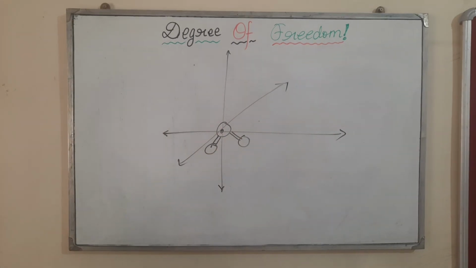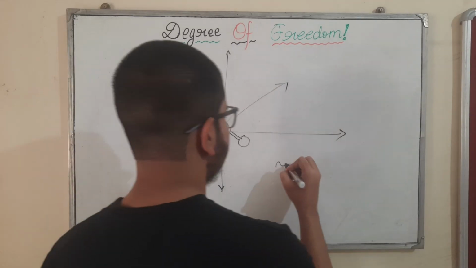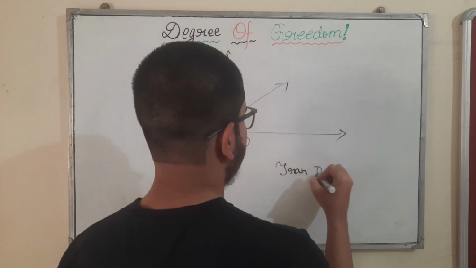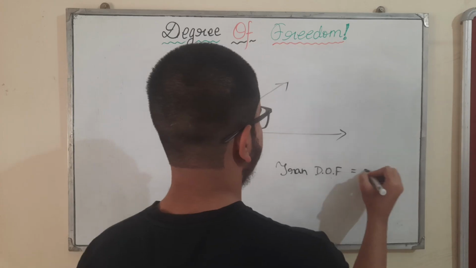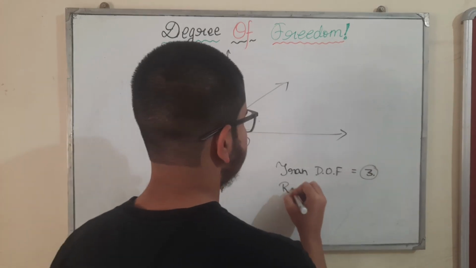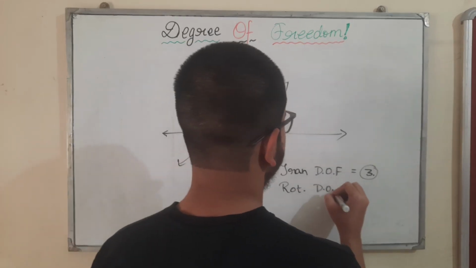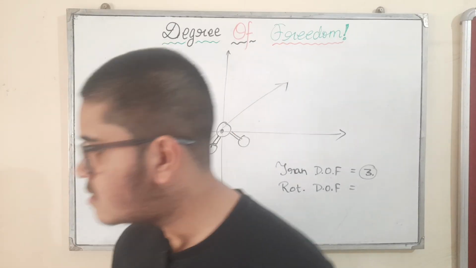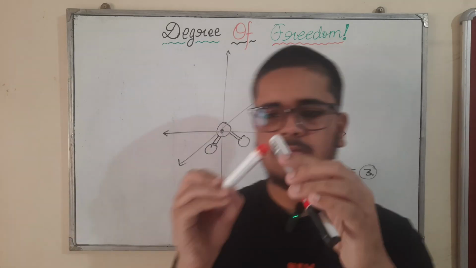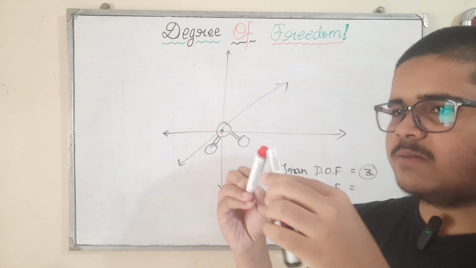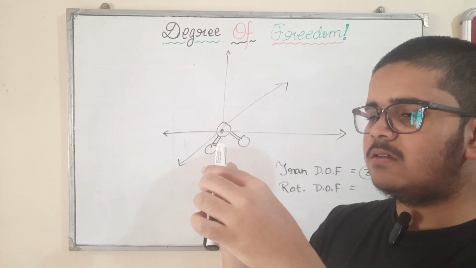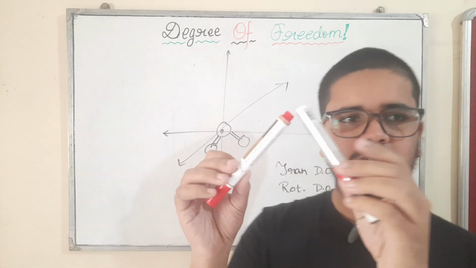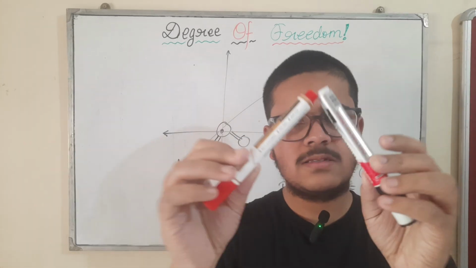Okay, this is H2O. It can again show translational DOF of 3. Rotational DOF is my question. Now it's something like this. I have 2 marker pens to represent this. Okay, you can see this.